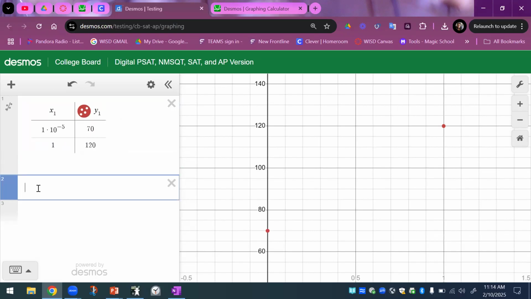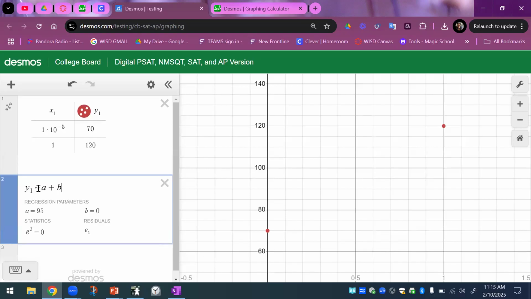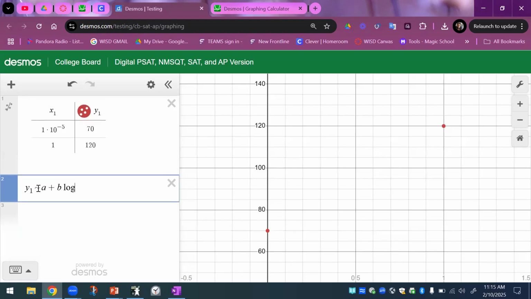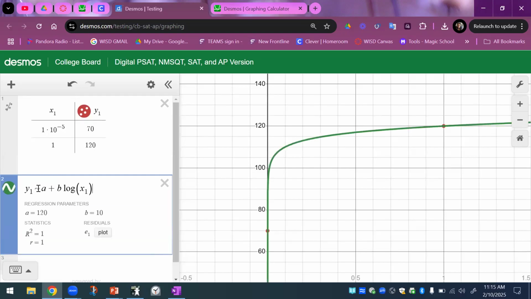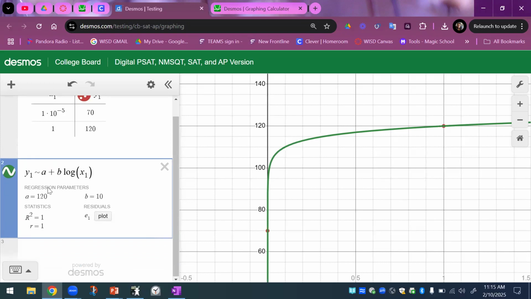So our regression model, again, is going to be y1 tilde a plus b, and this time we're using the common log, L-O-G, parentheses, x1, close parentheses. Notice because it's logged, it asked me to check a box. It's already in log. Okay, so do we have our A and our B values? It can be represented by a log function. Any 2 points can be represented by a log, an exponential, or a linear. You just have to pay attention to how they're growing.